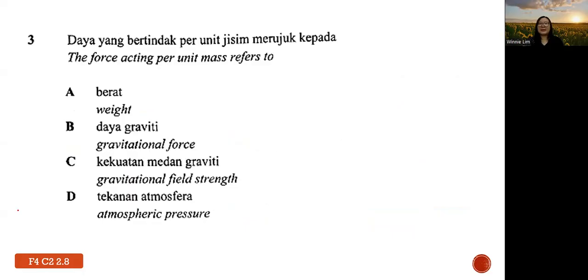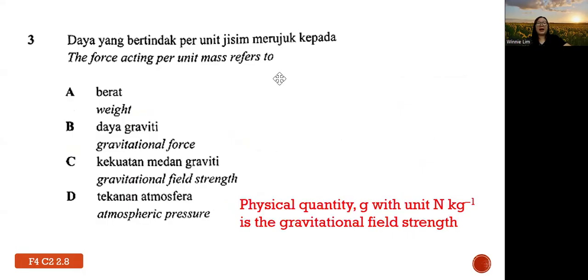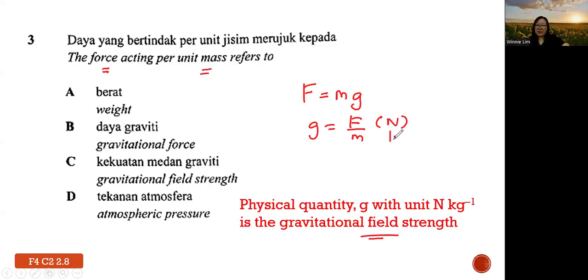Number 3, the force acting per unit mass is actually referred to what? It is actually the idea of gravitational field strength. What you all learned in this weight idea under chapter 2, right? We have F equals mg. So we rearrange, g will equal F per unit mass, force per unit mass. With their units, force is Newton, mass is kilogram, so that's why you have Newton per kg. So this idea is called gravitational field strength.